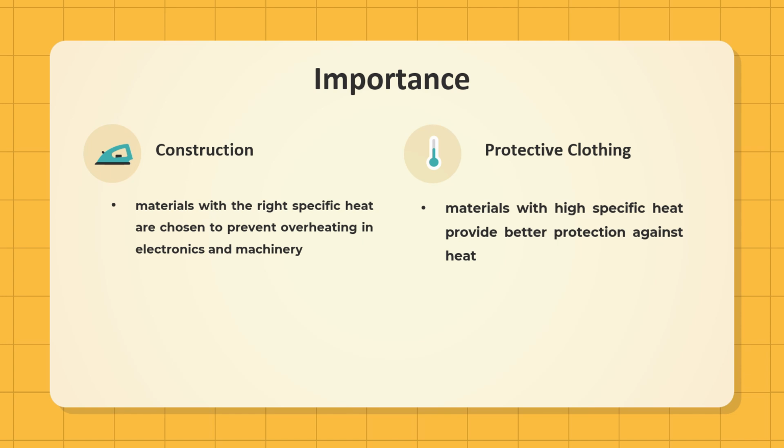So, we've learned that specific heat tells us how much heat a particular substance needs to absorb in order to raise its temperature by 1 degree. Remember, it's not about the total amount of heat, but how easily a material's temperature changes with that heat.